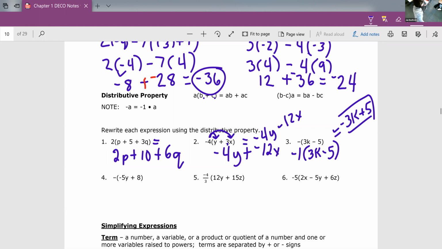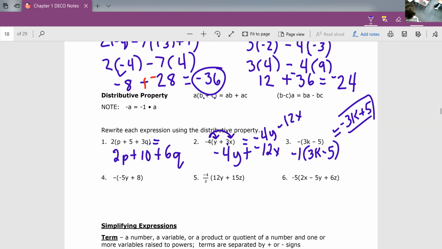I'm going to point one other thing out while you guys are writing. However many terms you have in the parentheses, you should still have that many terms after you distribute, okay? So if we looked at number 1, I have 1, 2, 3 terms in the parentheses, and I've got 1, 2, 3 terms after I distributed. Number 2, there's only 2 terms in the parentheses. I've got 2 terms after I distributed.